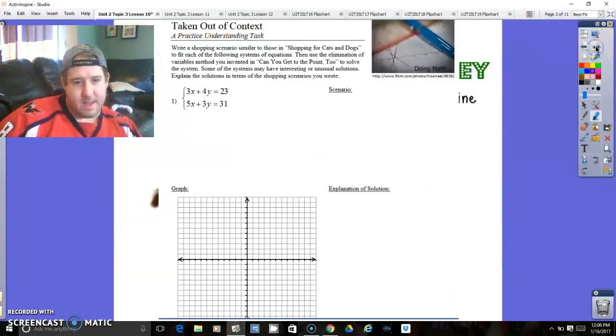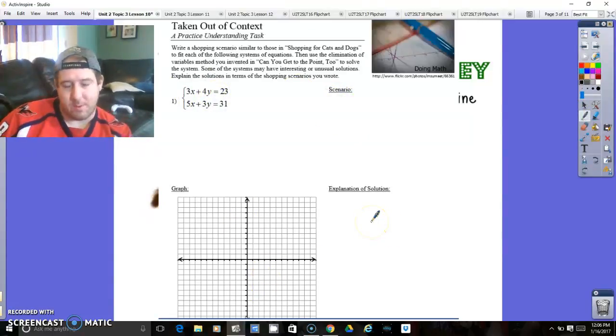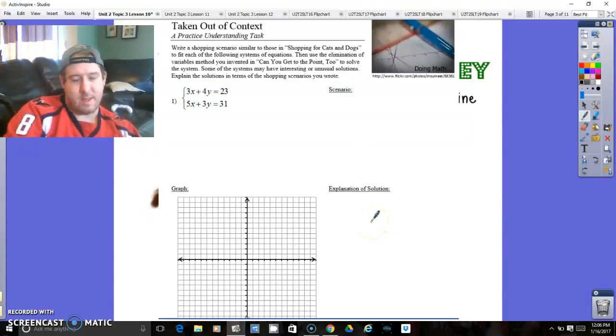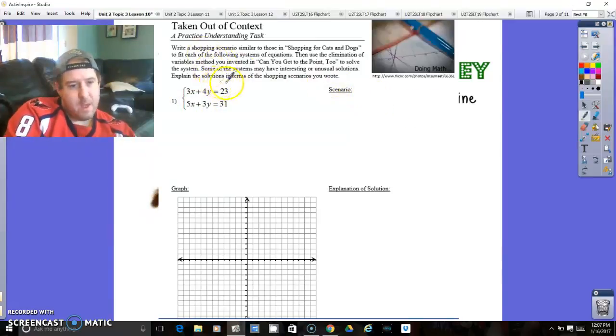All right, so take it out of context. This lesson's about writing your own system of equalities. So they give you the equation, but you're going to write your own scenario, you're going to graph it, and then you're going to explain what the meaning of your solution is in the context of your situation. So like we did with those last few questions, it could be 3 bags of this food plus 4 bags of this food equals $23 total. That's just an example. Same with this one, 5x plus 3y equals 31.